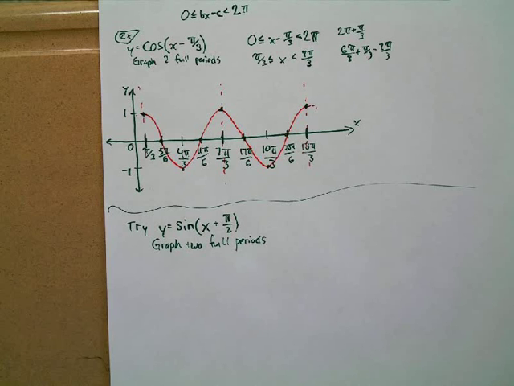Oh, remember you're subtracting pi over 2 from both sides to solve. That should be a negative pi over 2 there. That should be 3 pi over 2. Yes.